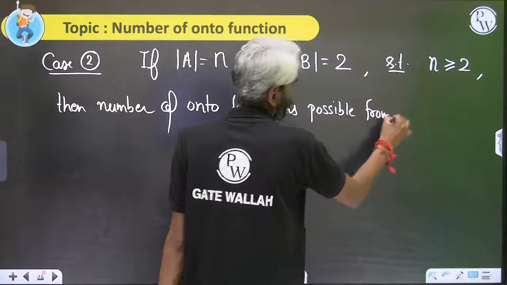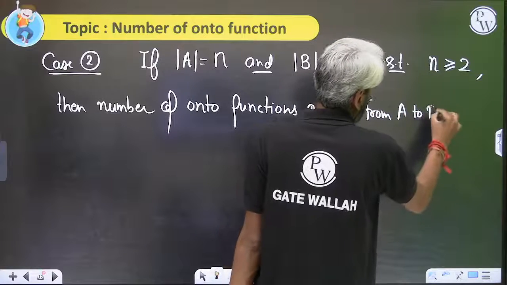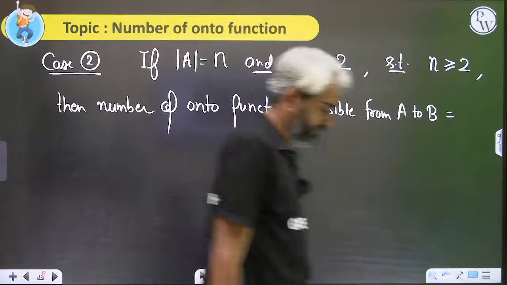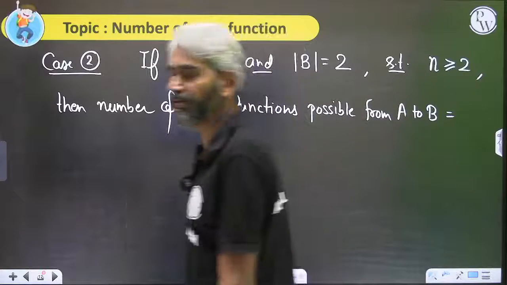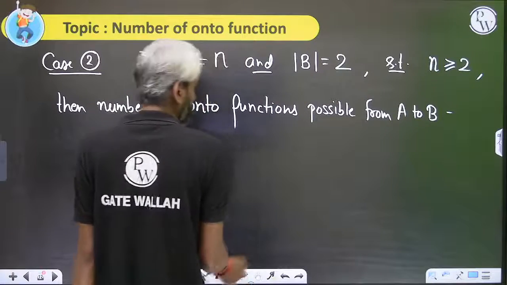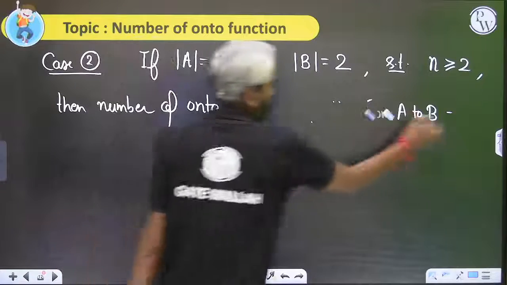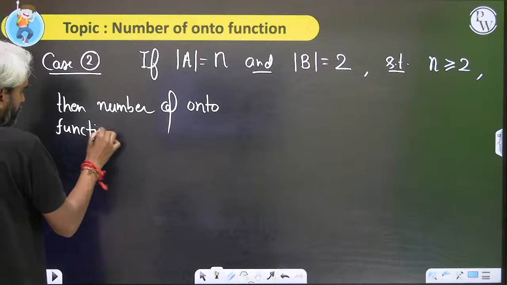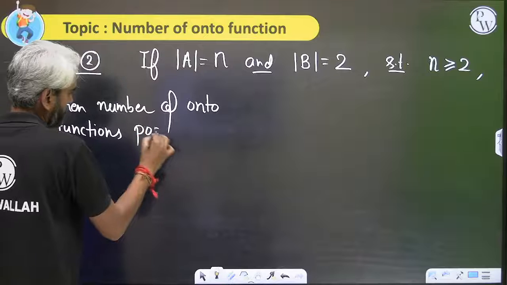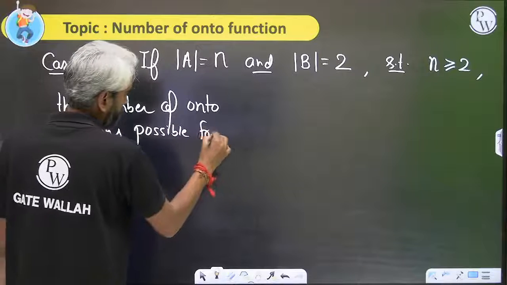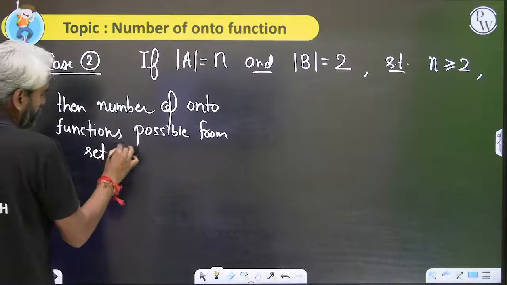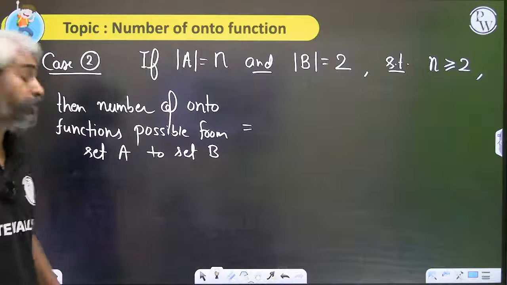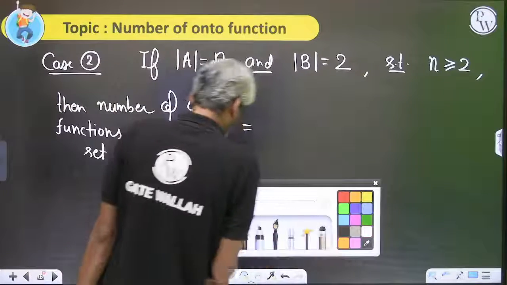from A to B will be equal to what? Any answer? How many onto functions will be possible in this case? Number of onto functions possible from A to B, please tell me the answer. I'm writing the same thing but differently. Sorry, please try to understand this concept.